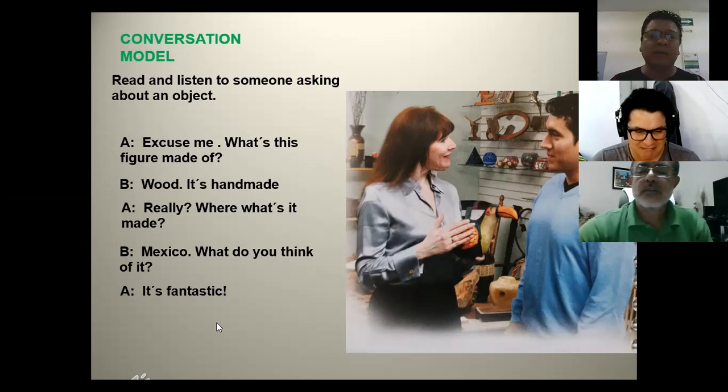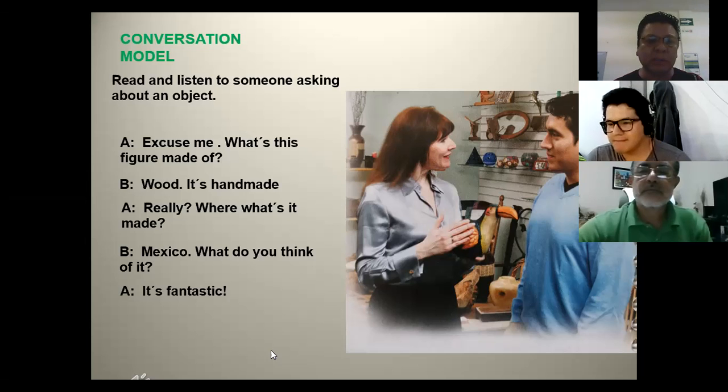Look, now we know what they are talking about. Look, he said, excuse me, what's this figure made of. Who speaks first? I didn't check. Page 90, conversation model, exercise A.